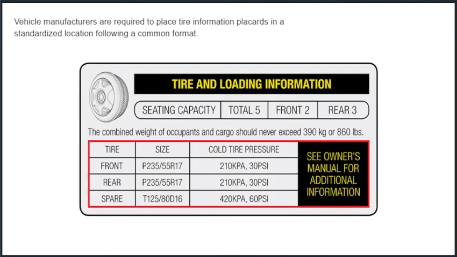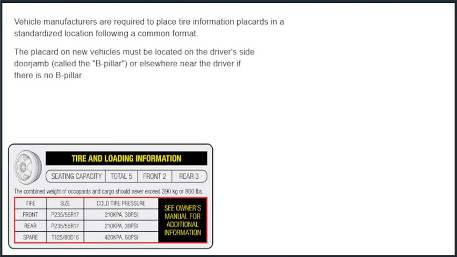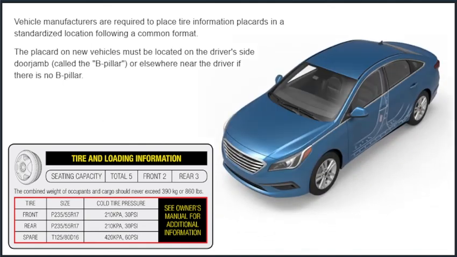Vehicle manufacturers are required to place tire information placards in a standardized location following a common format. The placards identify the original equipment tire sizes and inflation pressures, including the spare. The placard on new vehicles must be located on the driver's side door jamb, called the B-pillar, or elsewhere near the driver if there is no B-pillar.